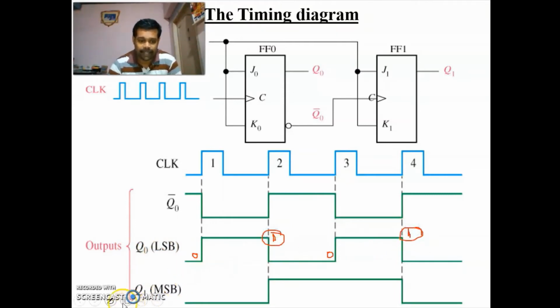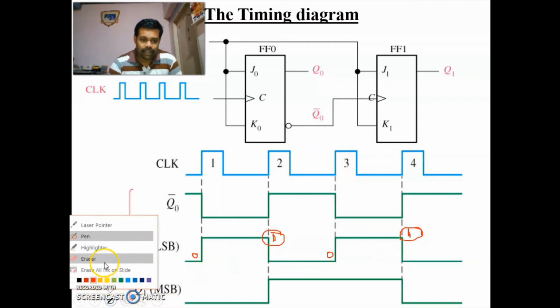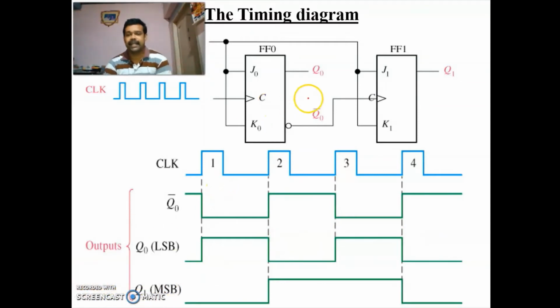Once again I am telling, the second flip-flop will change its state only when you are having Q naught equal to 1. So Q naught equal to 1 means, at a positive edge, you have to consider only the positive edge of the flip-flop. These are the positive edges. At the first positive edge, its value is 0. At the second positive edge, its value is 1. At the third positive edge, its value is 0.